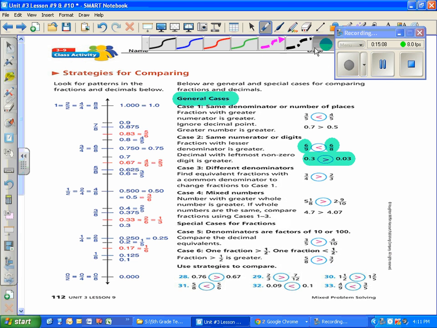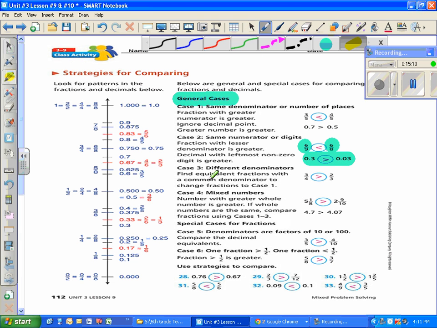And let me get a different highlighter. Case 3, different denominators, find equivalent fraction with a common denominator to change a fraction to case 1. Okay, so 3/4 greater than 2/3. Again, here it's talking about finding an equivalent fraction, but look again, 3 times 3 is 9, 4 times 2 is 8, and 9 is greater than 8.